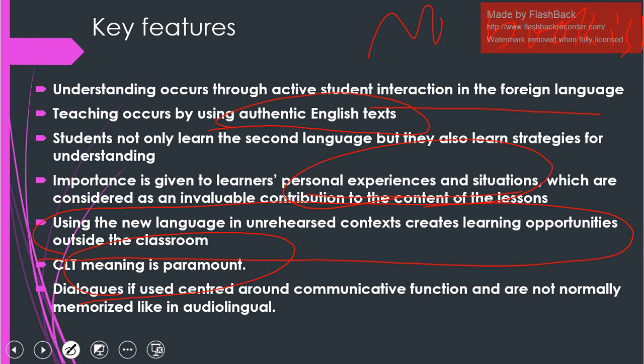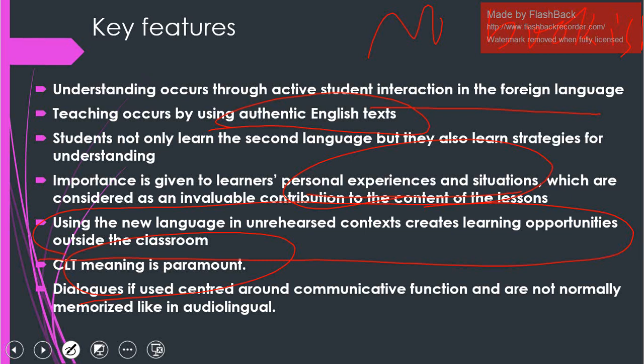So dialogues, if presented, would be centered around the communicative functions they perform. For example, dialogues about purchasing something from a shop would perform some function, like asking the price, asking for colors, deciding something, or asking the shopkeeper's attention. These are different functions we perform through language. We say sorry, we give commands, we request someone, we ask questions, we recommend something, we argue with someone, we give advice to someone. So these functions are performed through language, and the dialogues would be attached to those functions.